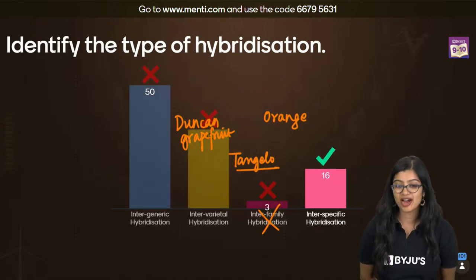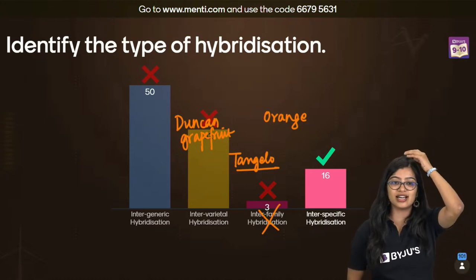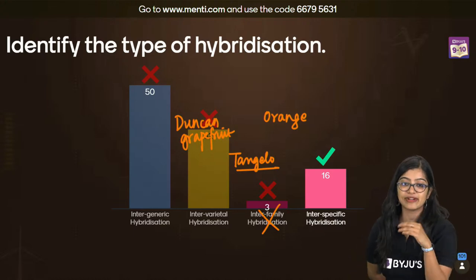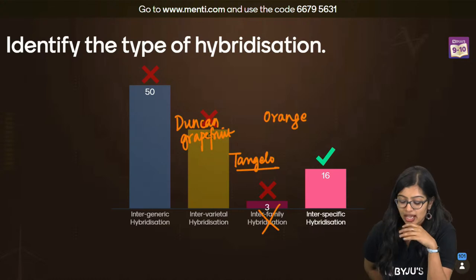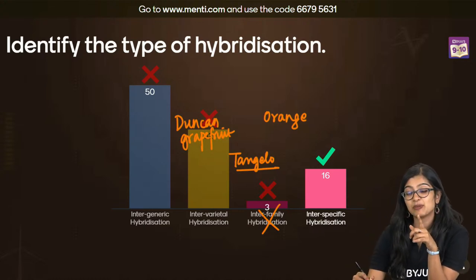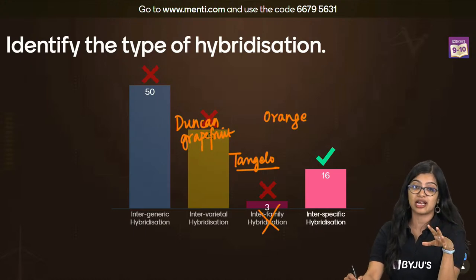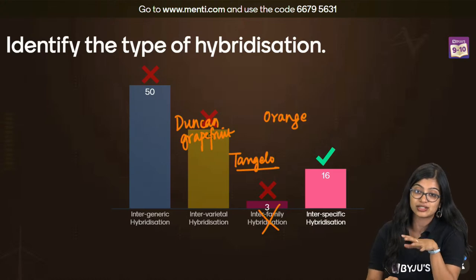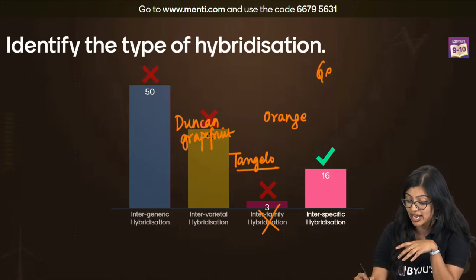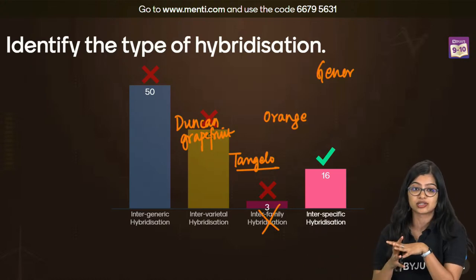Everybody! What happened? Was it intergeneric or was it interspecific? There is nothing interfamily. See, the intergeneric explanation I gave you was the example of cabbage, right? It's intergeneric when two different genera altogether, or two different genuses, are crossed, right?